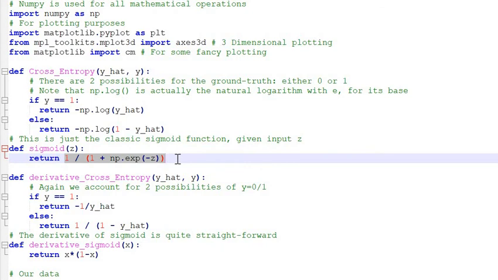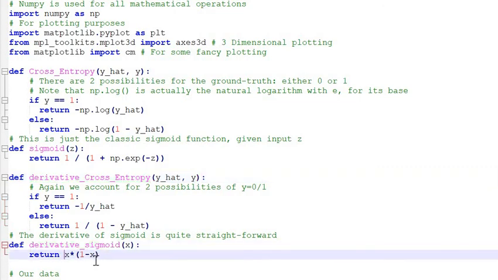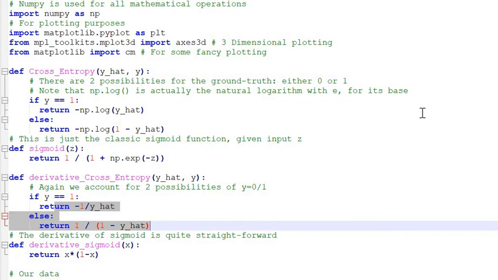You know that while backpropagation works, we need the derivative of each and every function, and hence I'm also defining the derivative of my cross entropy and the derivative of my sigmoid, that is derivative cross entropy and derivative sigmoid. So this is just the output of my derivative of sigmoid function. This is the output of my derivative of cross entropy function.